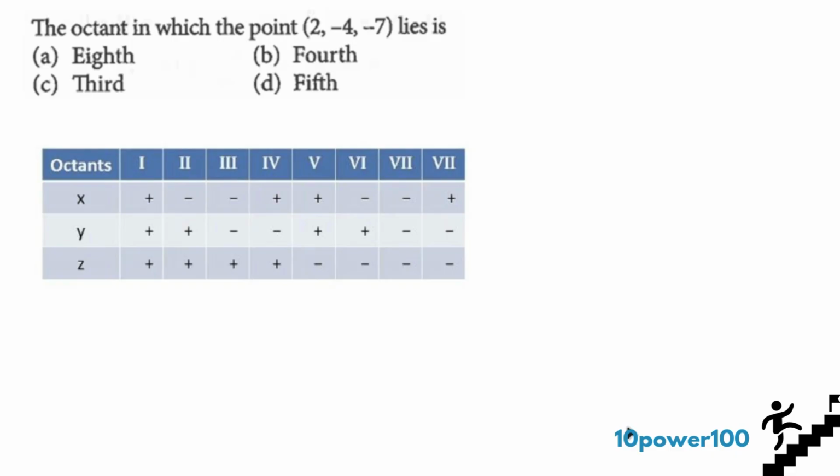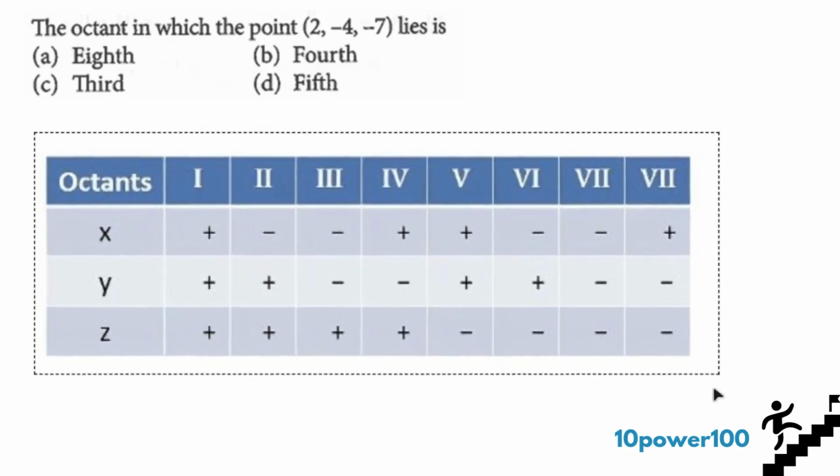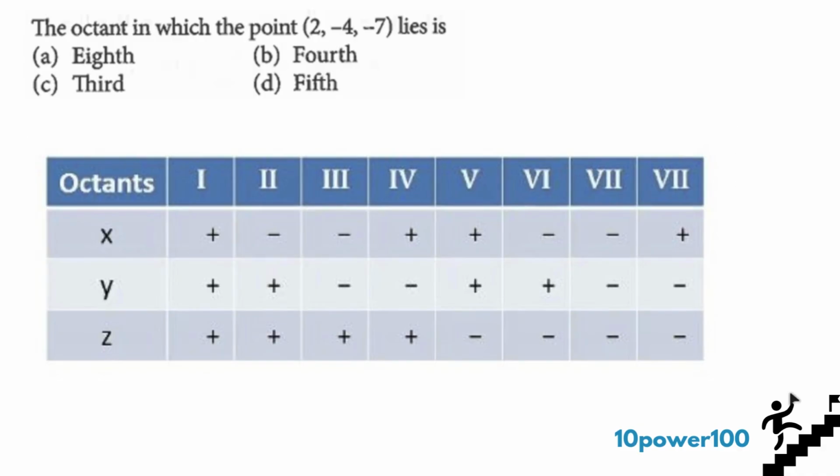Okay, today's last question. The last question is: the octant in which the point 2, -4, -7 lies is. Sometimes in the CET, they'll ask very simple questions. So what you need to know is only the sign conventions in each axis. If you know this table clearly, then easily you can solve this, children. There is a pattern in the table. If you know the pattern, then easily you can solve.